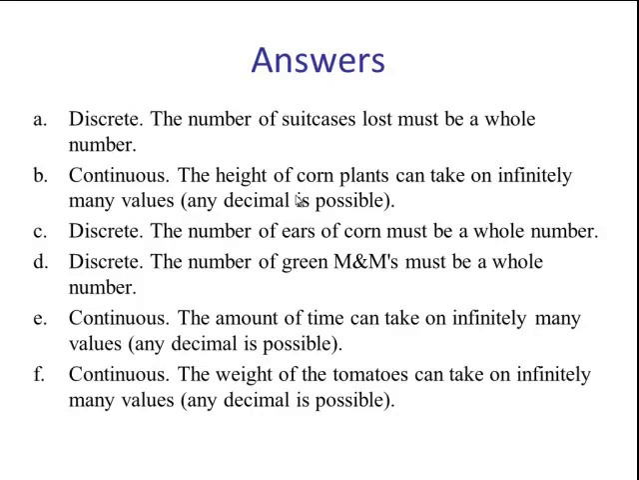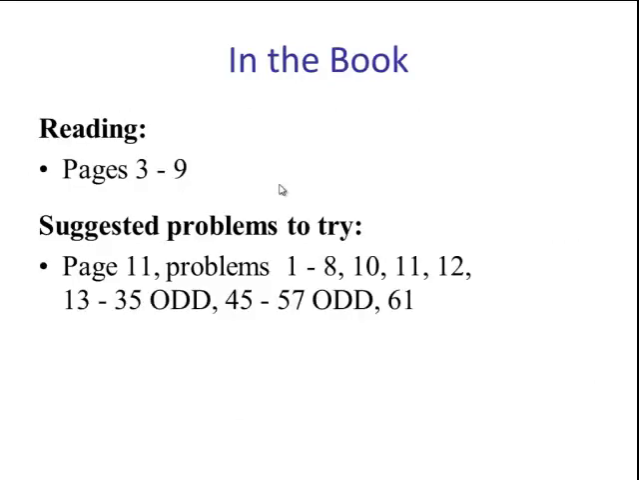Here are the answers. A is discrete. Number of suitcases lost must be a whole number. You can't lose 2 1/2 suitcases. B is continuous. Height is a physical measurement, and we can take it to whatever decimal place we would like. C is discrete. The number of ears of corn must be a whole number. D is discrete. The number of green M&Ms must be a whole number. E is continuous. The amount of time can take on infinitely many values, so any decimal is possible. And F is continuous. Weight of the tomatoes is a physical measurement, and they can take on any decimal place. So this completes Section 1.1.